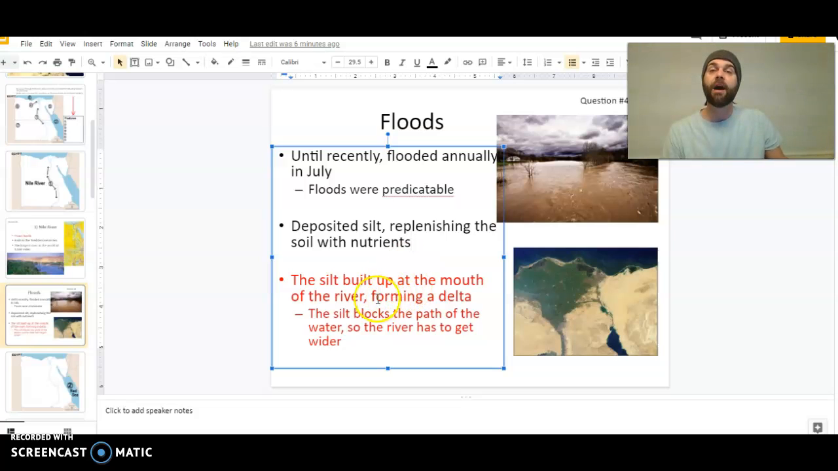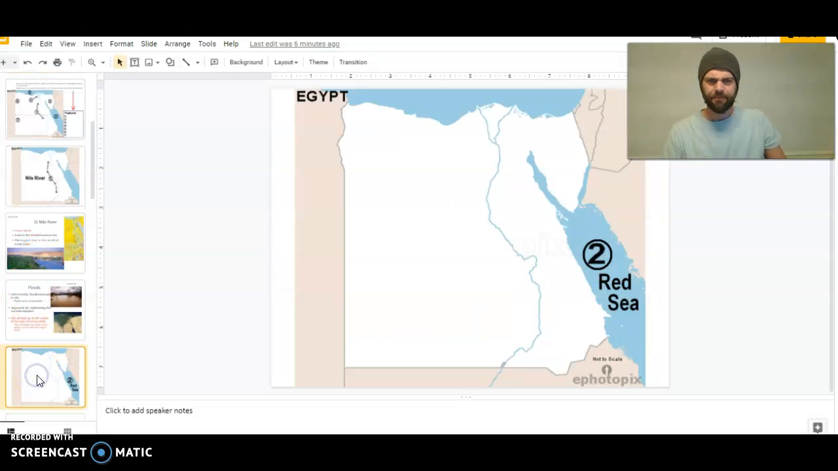Silt built up from the mouth of the river, forming a delta. That's that triangular shaped deposit of rich soil where all of the silt collects. You can tell by the contrast. Look, it's a giant green area in the middle or to the north of the world's largest desert. It's crazy.